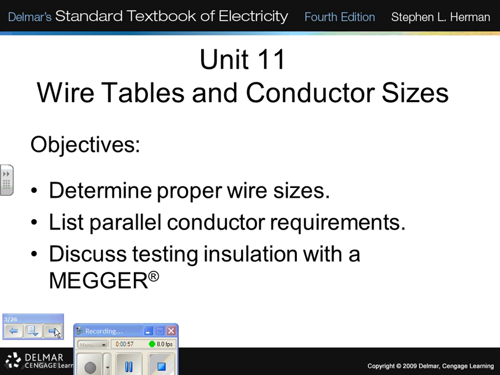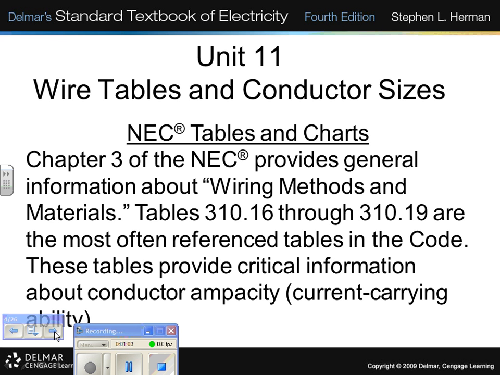I wonder if the Megger company got a little advertising going on with the Delmar Publishing Company.